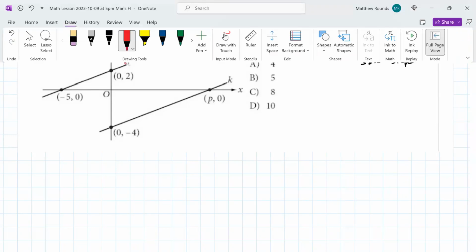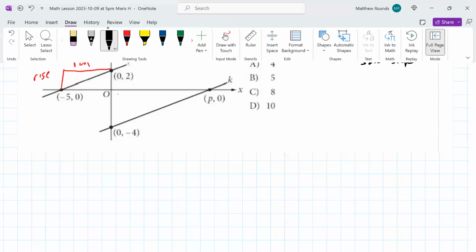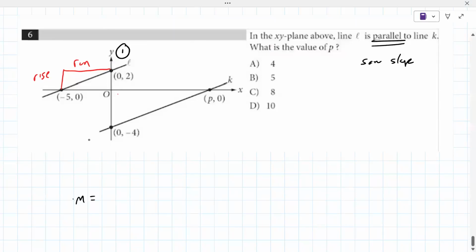And try not to overthink it here. It is still rise over run. 2/5. Your run is always positive. You're always going to the right. So what's the slope there? 2/5, right? Yeah. All right.